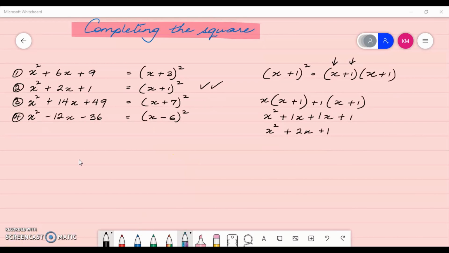Now, why do we need to know how to complete the square? Yes, it is simply another method used to solve quadratic equations. However, in some instances, it is very difficult to factorize a quadratic equation, and this is where completing the square comes into play. Let's have a look at a quadratic equation. Now, let's say we have the quadratic equation x squared plus 3x plus 2.